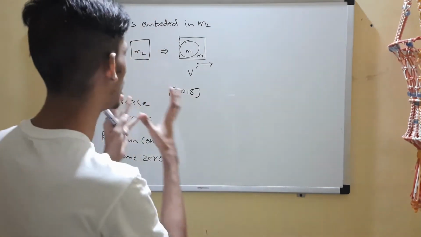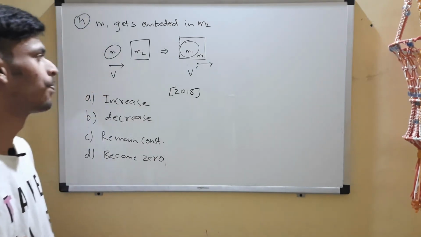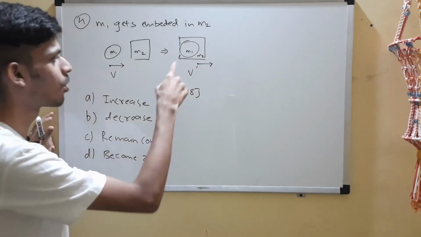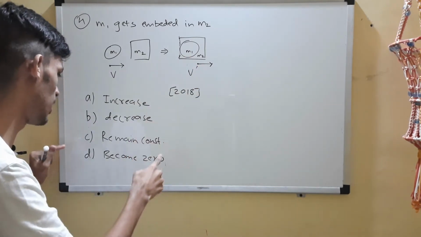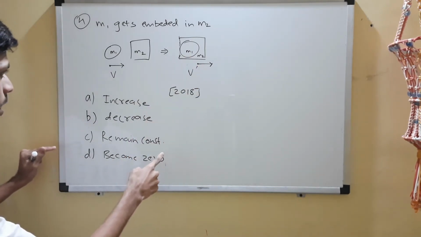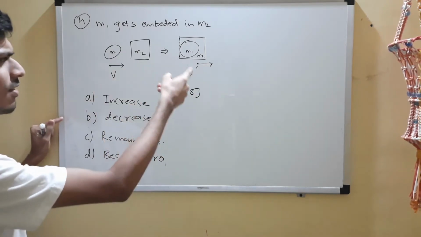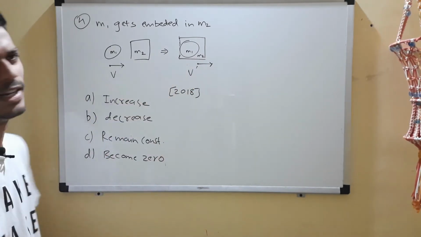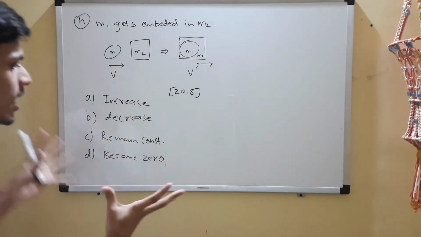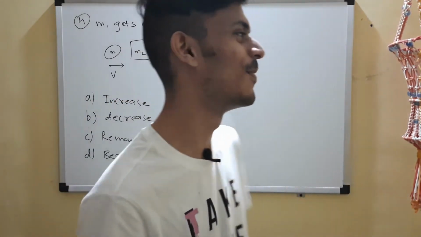So basically you can see an inelastic collision happening over there. You are supposed to comment on that v dash. Velocity of the system will increase, decrease, remain constant, or become zero. Increase basically means v dash greater than v, decrease means v dash less than v, remains constant means v dash equals v, becomes zero means v dash equal to zero. The best way to approach this question would be conservation of momentum, right?